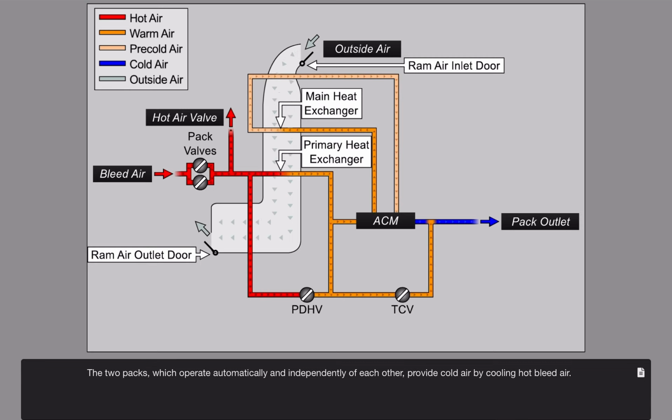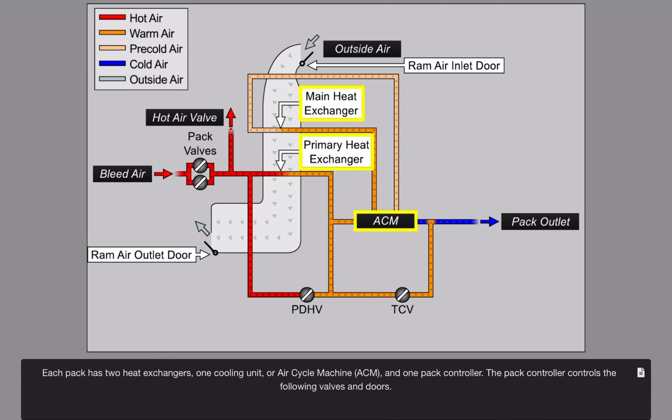The two packs, which operate automatically and independently of each other, provide cold air by cooling hot bleed air. Each pack has two heat exchangers, one cooling unit, or air cycle machine, ACM, and one pack controller. The pack controller controls the following valves and doors.